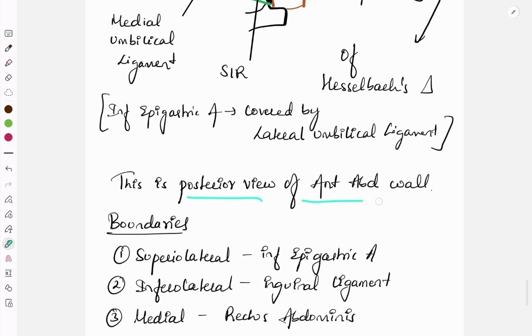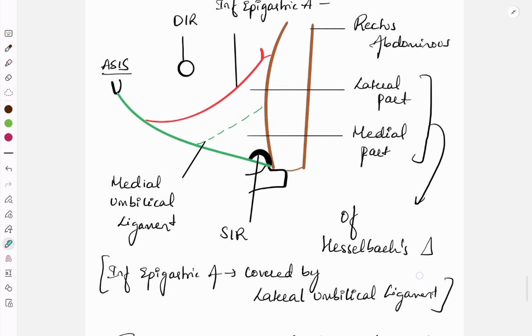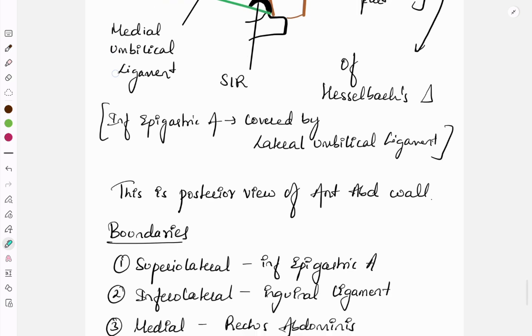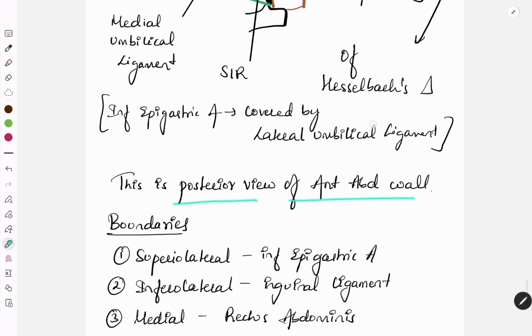So this is the posterior view of the anterior abdominal wall. That is, you are not seeing the patient from the front. You are imagining your own abdomen. You imagine yourself going inside your abdomen and looking at it. Like, take your abdomen out and you're looking at it. That means that it is a posterior view of the anterior abdominal wall.